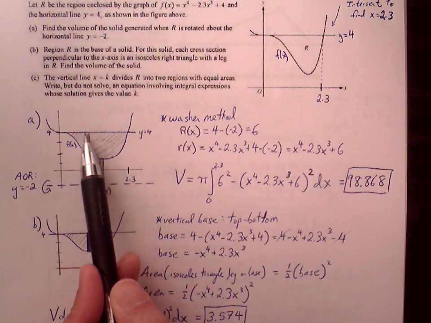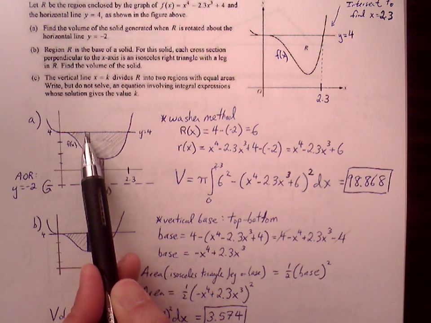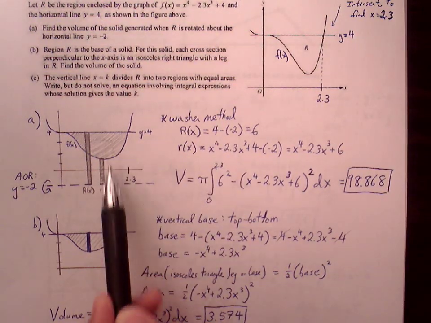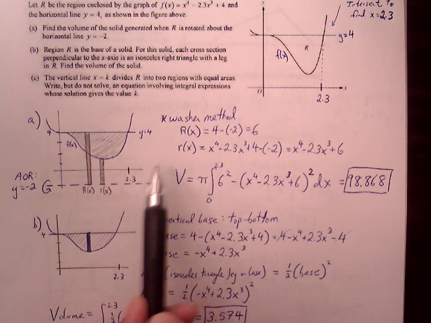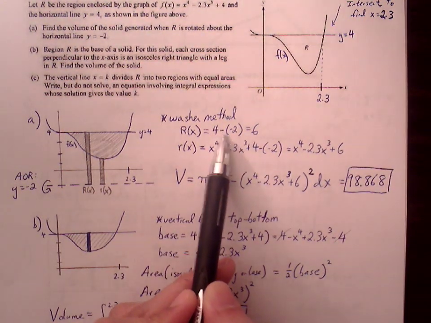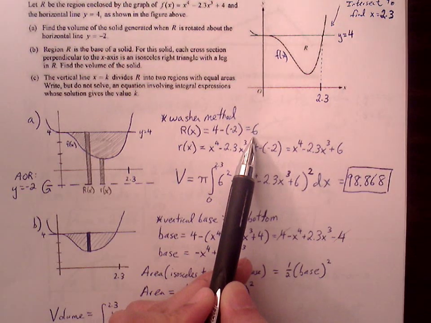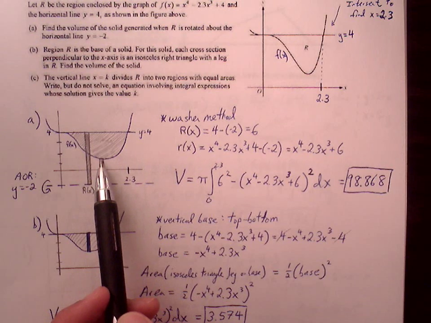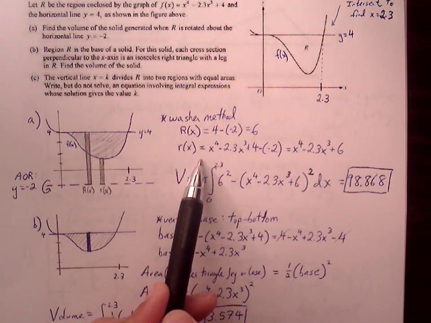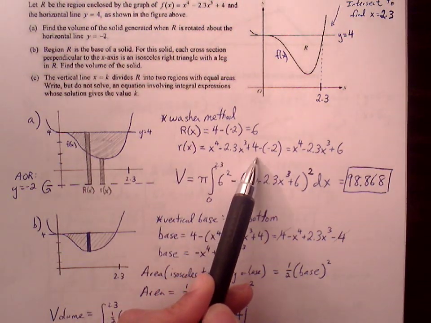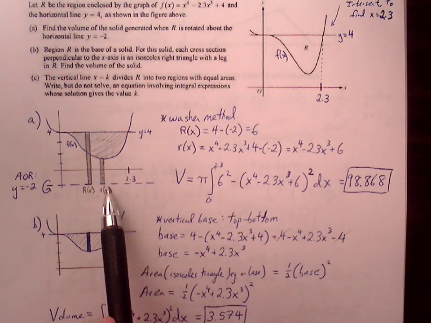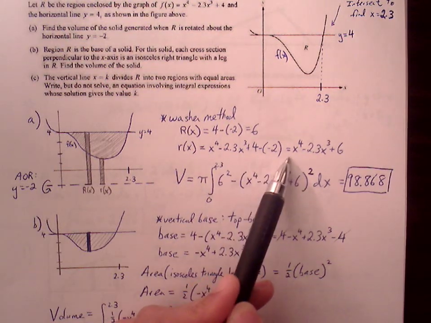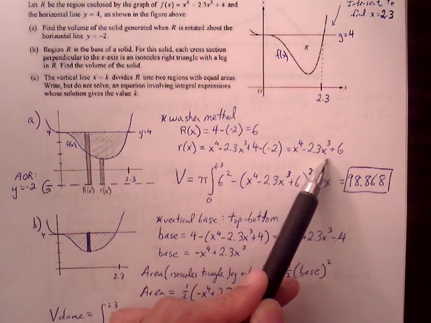So the top of big radius is hitting y equals 4, so 4 comes first. It's always top minus bottom, and the bottom is sitting at -2, so 4 minus -2. Careful to keep track of your two negatives there. 4 minus -2, we get 4 plus 2, which is 6. And then for little r, top minus bottom, the top function is sitting on the curve, so that's the polynomial here, minus the axis of revolution, so minus -2, which is plus 2. Combining like terms, we get x to the 4th minus 2.3x to the 3rd plus 6.